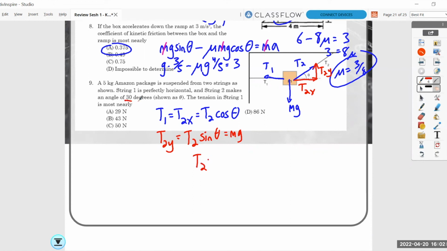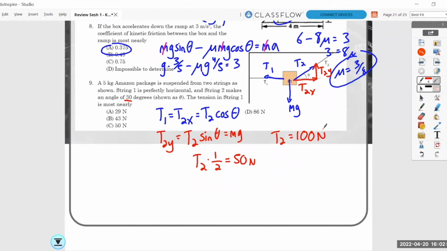Well, my angle is 30 degrees, and I happen to know that the sine of 30 degrees is 1/2. 5 kilograms times G is 50 newtons. So if half of my tension is 50 newtons, then I'm pretty sure the tension in my string T2 is 100 newtons.